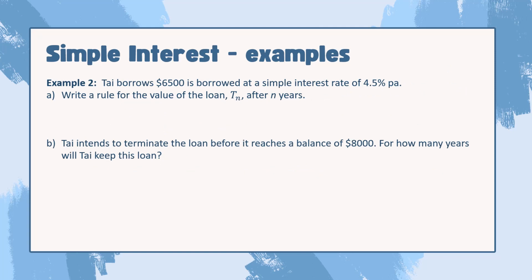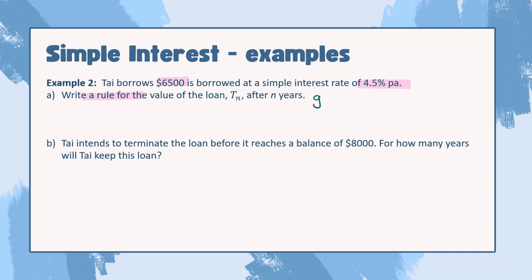In our second example, we have Ty borrowing $6,500, and it's borrowed at a simple interest rate of 4.5% per annum. The first thing we want to do is write a rule for the value of the loan Tn after n years. The thing to note here, we're being asked to write a rule, not a recurrence relation.